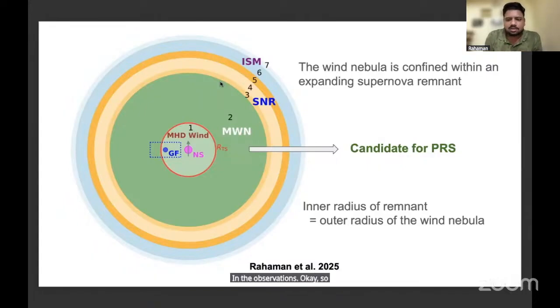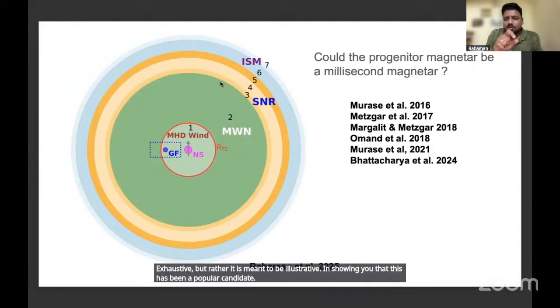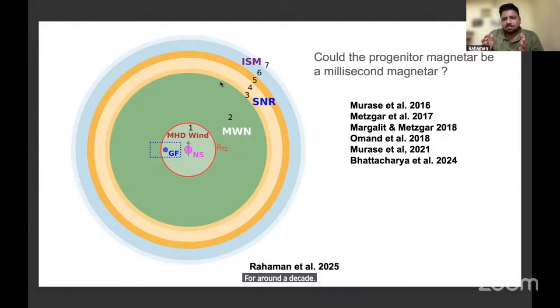Okay, so for a magnetar progenitor model, we can ask: what has been the most popular magnetar progenitor model in the literature? And the answer, it turns out, is a millisecond magnetar. The references that you see on the screen are not supposed to be exhaustive, but rather illustrative in showing you that this has been a popular candidate for around a decade. Now, given the compact size of the source that we just saw from observations, we can put this millisecond magnetar progenitor model to the test.